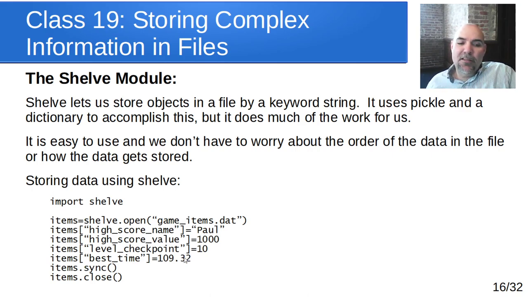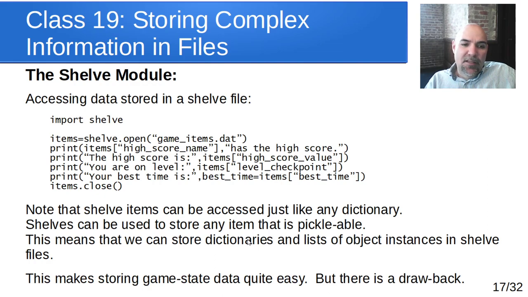So the next time I load that file up, I could then say items equals shelve.open, and I could just access this string, high score name, and it would give me Paul back. And I could access this key in that dictionary, high score value, and I'd get 10,000 back. So notice it becomes very easy then to just say import shelve, items equals shelve.open, provide the same file we did before, and now I can just read out those things just like they were stored in a local dictionary, even though they're in a file.